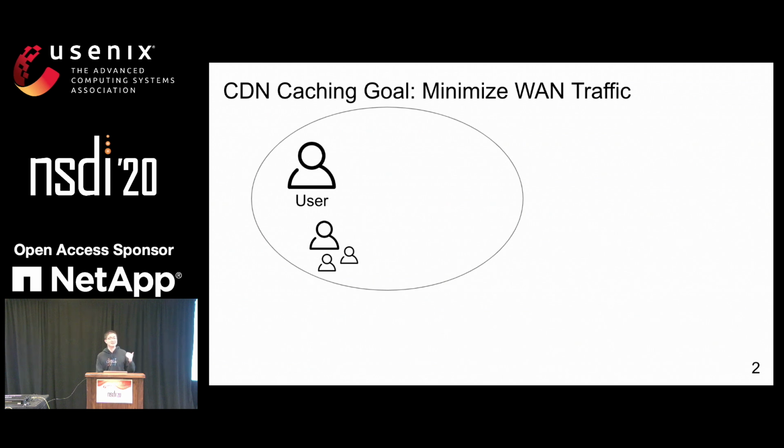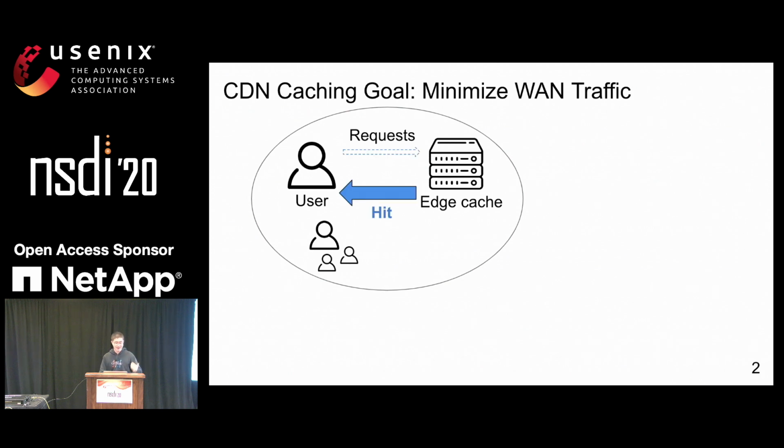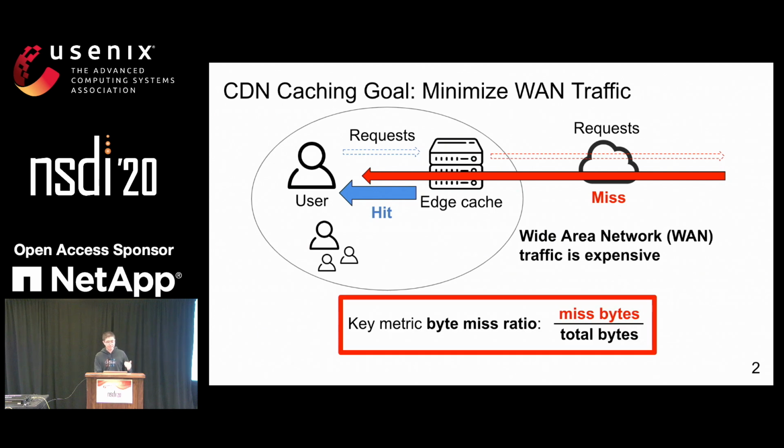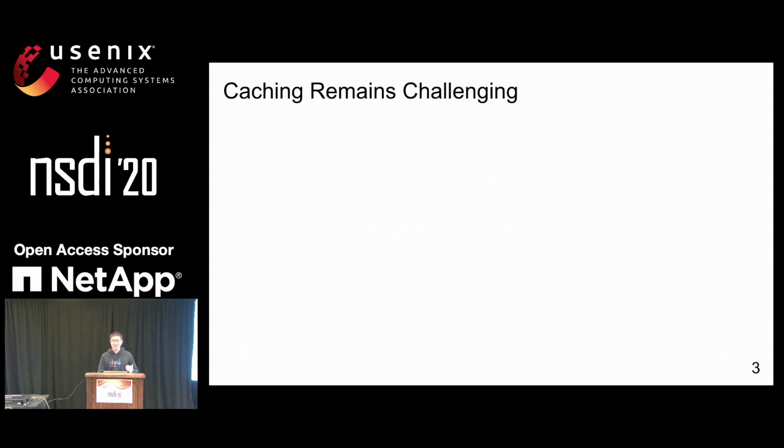Let me first introduce CDN. CDNs put edge caches near users. If a user's request hits the cache, the content is directly returned to the user. If the request doesn't hit the cache, we must fetch it from the wide area network, or WAN. WAN traffic is expensive, and CDNs seek to minimize it. The key metric here is the byte-miss ratio, which is the ratio of bytes that miss in the cache to the total bytes served.